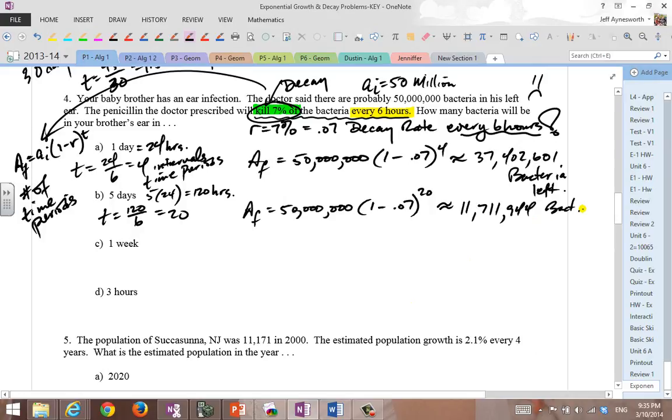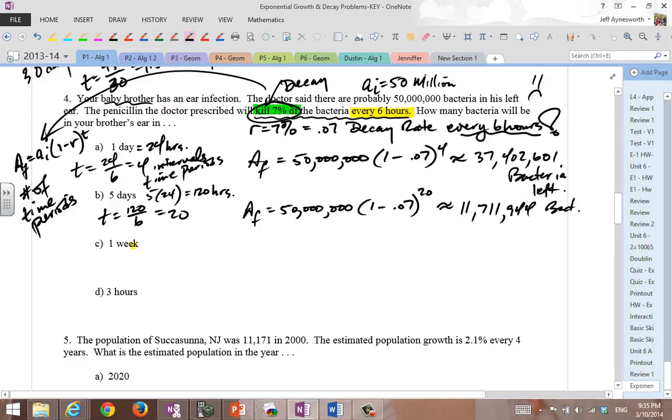So it's decreasing. As you can tell, we start off with 50 million. Then after 1 day, we have 37 million. And then after 5 days, we have 11 million. So we're doing better here. Hopefully your baby brother gets better here, because the bacteria is going down.